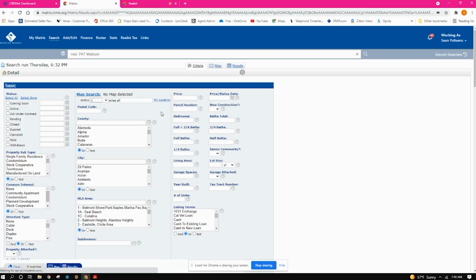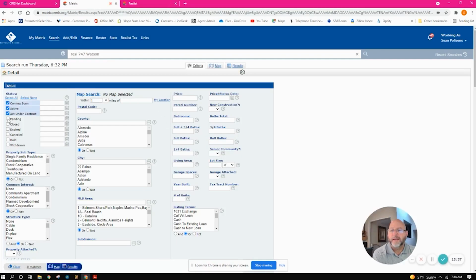So we're going to come over here and say, I want to see everything that's coming soon, active, pending, active under contract, pending, and closed. We're going to go back 6 months on the time, because this is what an appraiser is going to do. We want to stay within the comparables that will be used in the appraisal, because most of the time our buyer is going to be using financing, so we are going to have to deal with the appraisal.